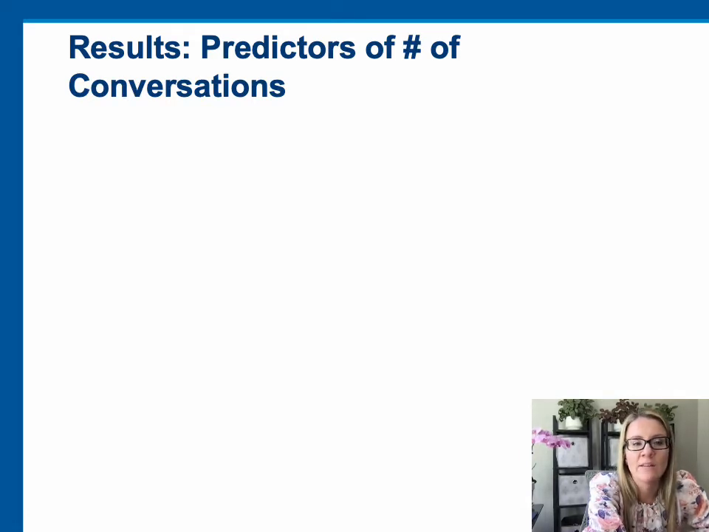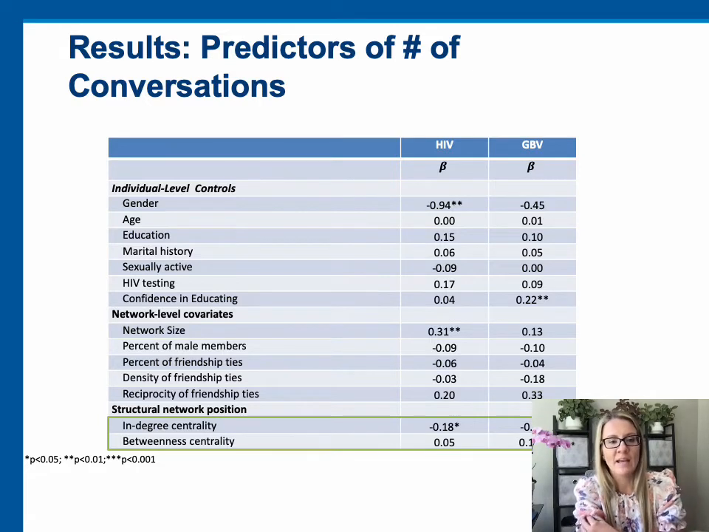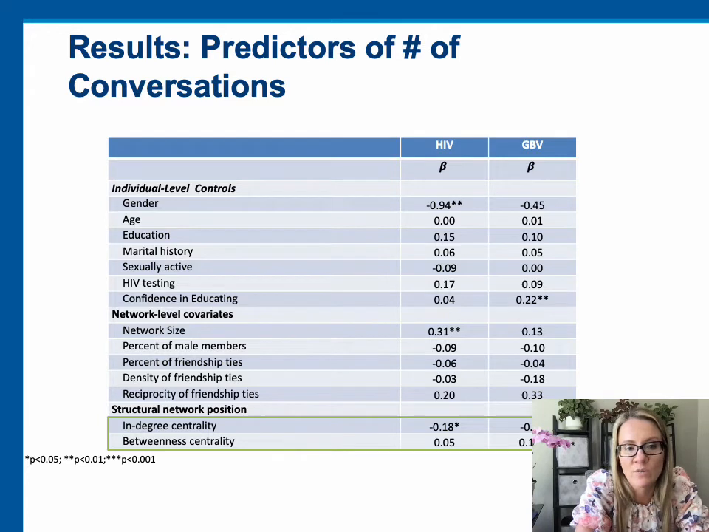Then we looked at the actual reported number of conversations for each of these topics, for HIV and for gender-based violence, for our health leaders, and looked at predictors of that. As we can see in this table, an increasing level of in-degree centrality was associated with fewer conversations about HIV after controlling for our individual level covariates and network level covariates as well. And increasing in-degree centrality was marginally associated, with p equals 0.06, with fewer conversations about GBV, but mostly that trend was also negative.